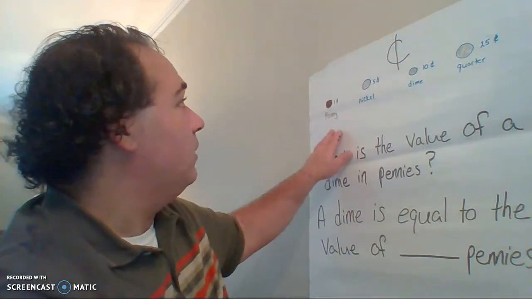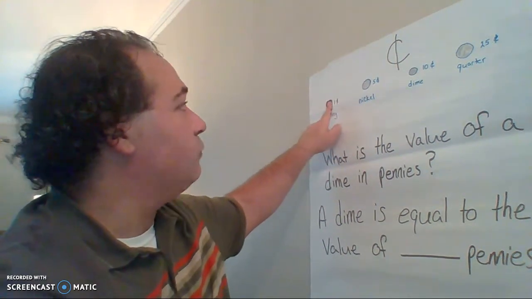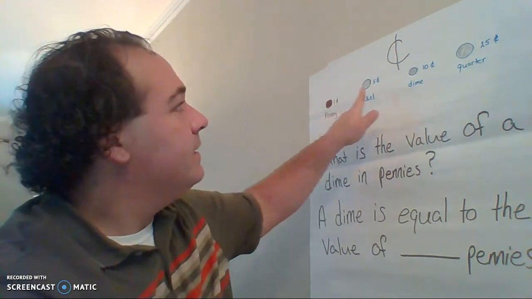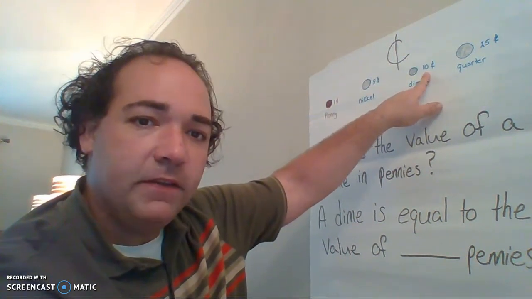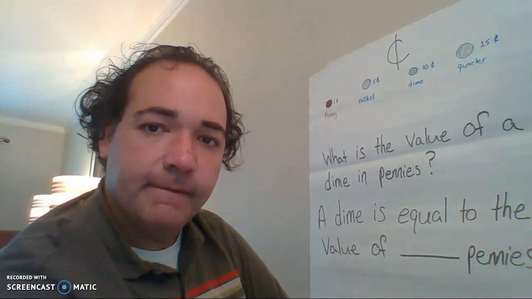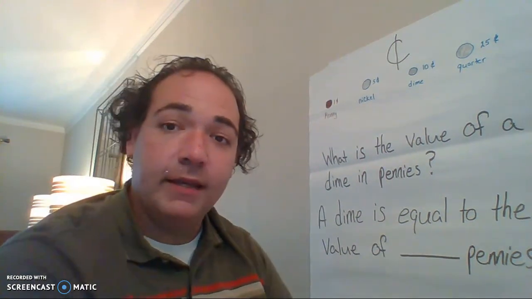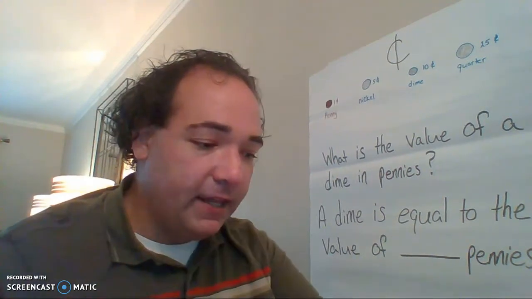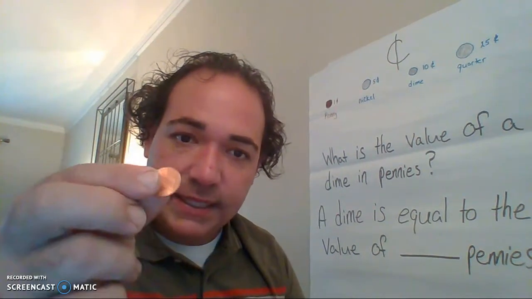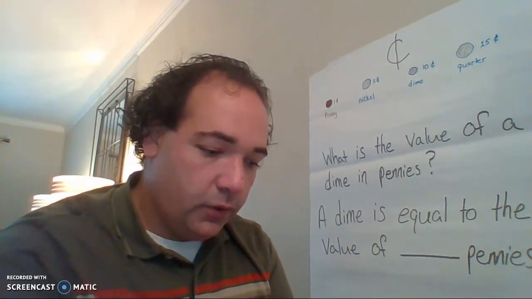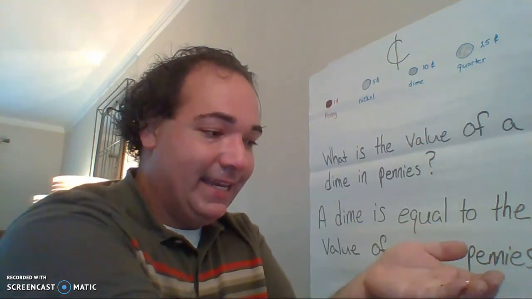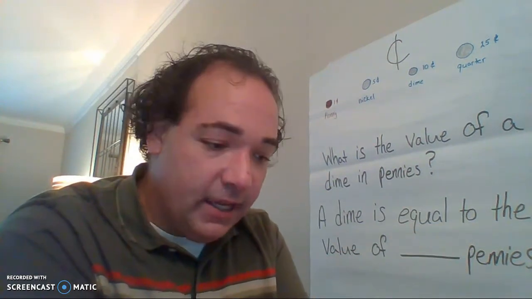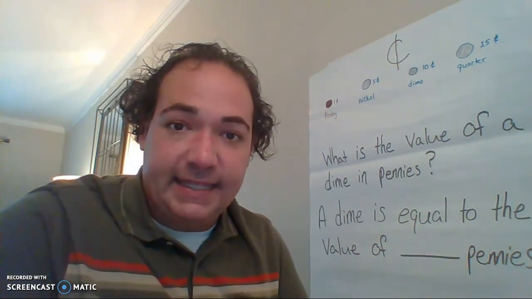Well, I'm going to go back up here and look. There's a penny. A penny is worth 1 cent. A dime is worth 10 cents. Let's think for a minute. How many pennies would I need to make 10 cents? Well, 10 of them. Because if a penny's worth 1 cent, 1 cent, 1, 2, 3, 4, 5, 6, 7, 8, 9, 10. 10 pennies equals 10 cents if they're worth 1 cent each.